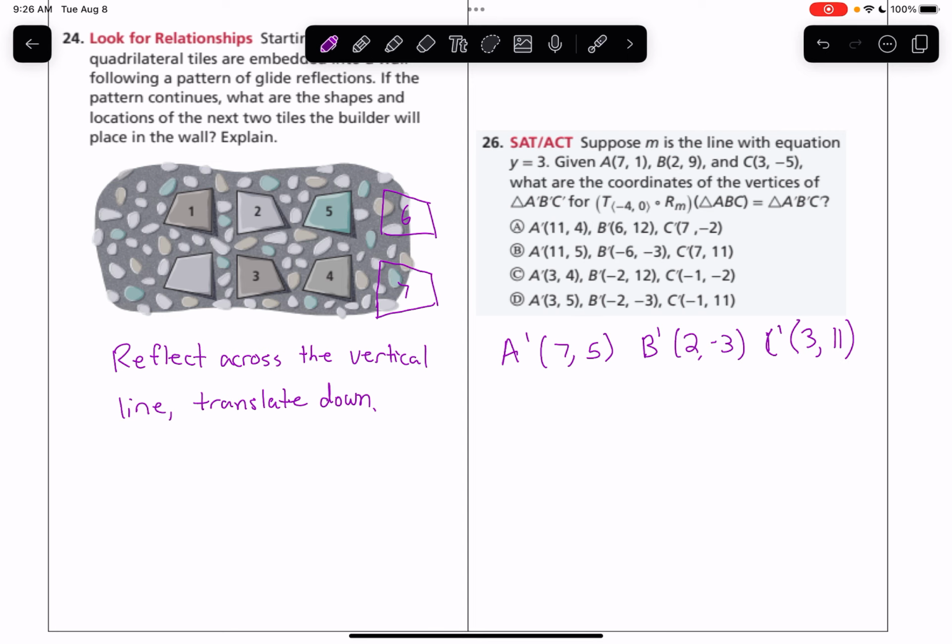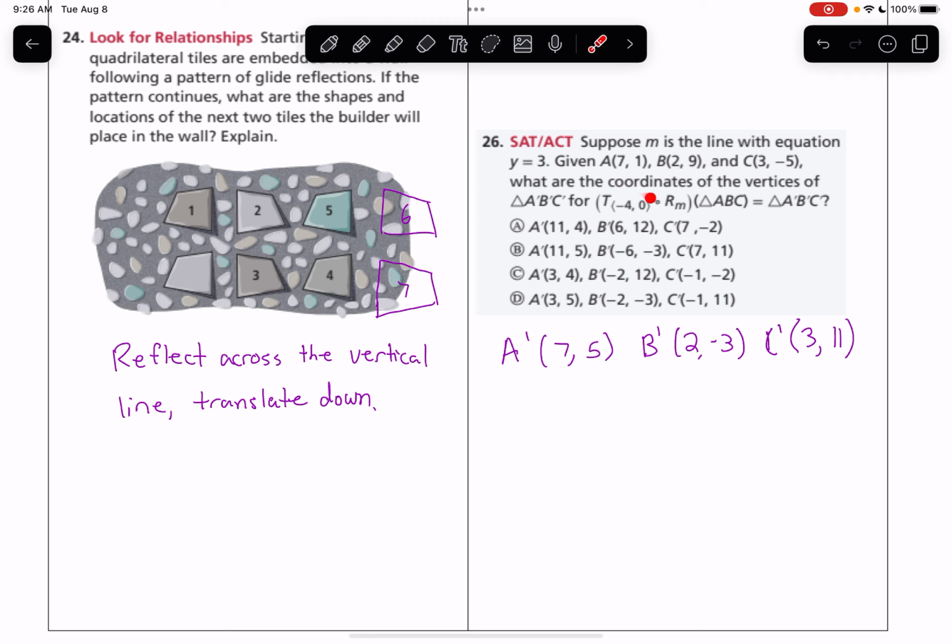And then we're going to take all 3 of those coordinates, and we are going to translate the x coordinate to the left, -4. So that would be 7 minus 4 is 3, so (3, 5) for A prime. B prime, 2 minus 4 is -2, so (-2, -3). And C prime, or C double prime, depending on how you're counting here, 3 minus 4 is -1, so (-1, 11). When we compare those to our answer choices, that is answer choice D.